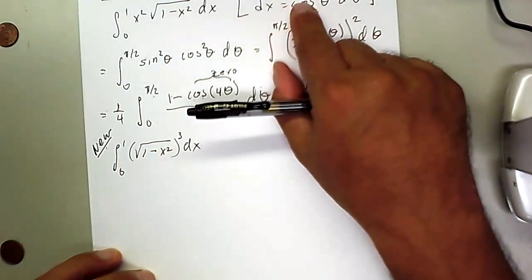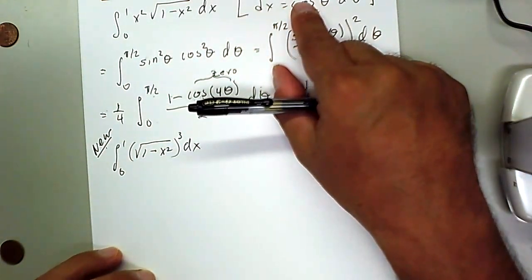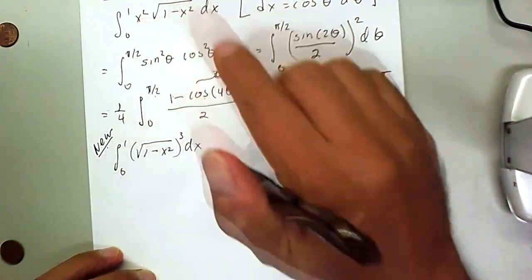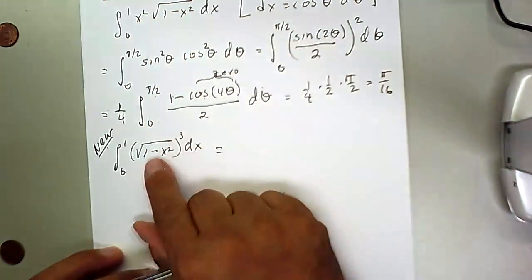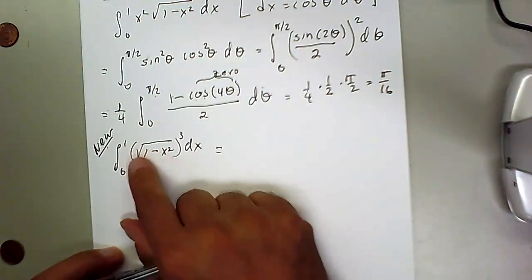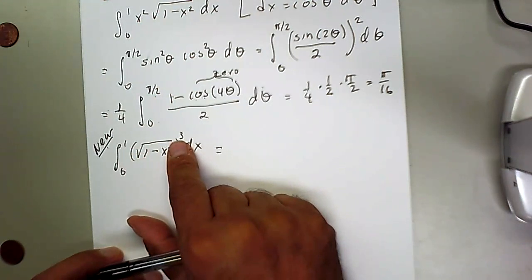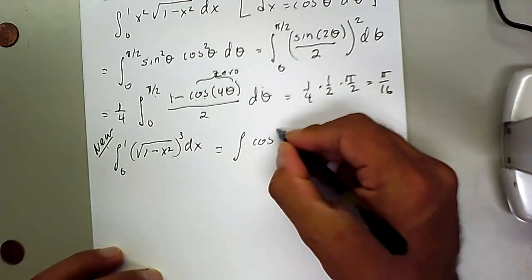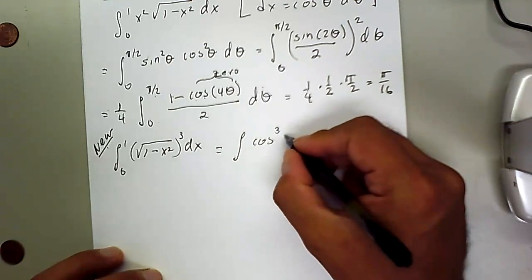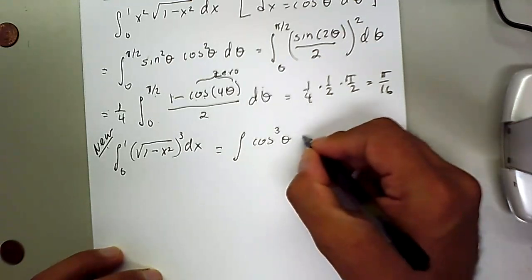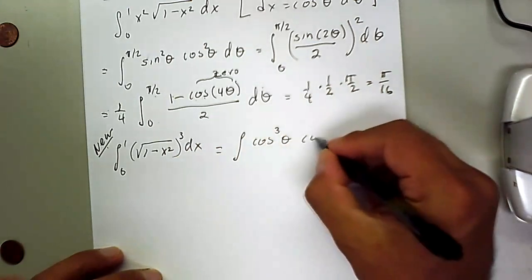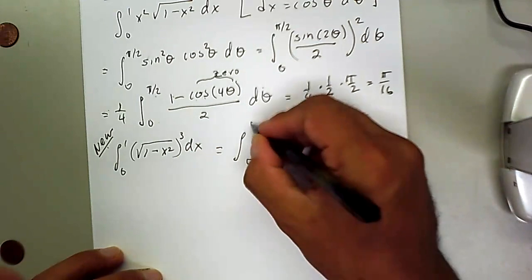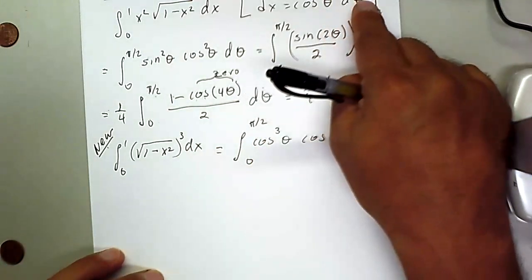All right, we're going to use the same substitution because we have 1 minus x squared under the root, and that helped us out here. So now 1 minus sine squared is cosine squared. Take the square root, that's cosine, but then we're going to cube it. Cosine cubed theta, but then dx is another cosine, cosine theta. So we have cosine to the 4 d theta from 0 to pi over 2 under the same substitution.